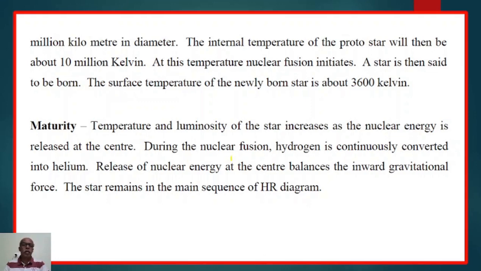During nuclear fusion, hydrogen is continuously converted to helium with the release of a large amount of energy, and such energy released in the core of the star balances the inward gravitational force. Such energy which balances the inward gravitational force is called the outward thermonuclear energy. When these two are balanced, the star will remain in the main sequence, and the star is said to be in hydrostatic equilibrium.